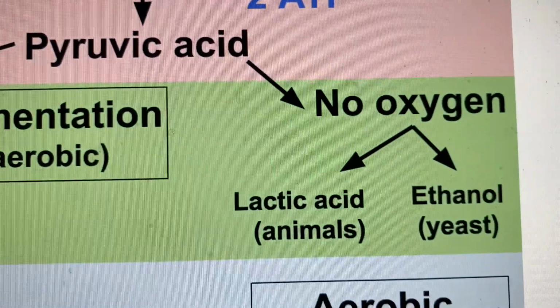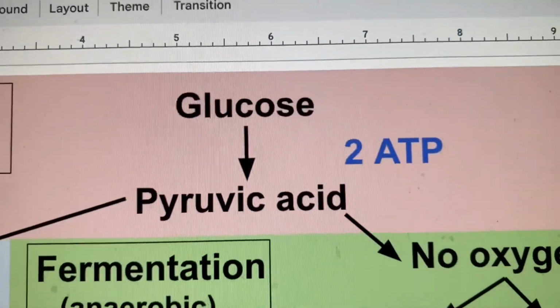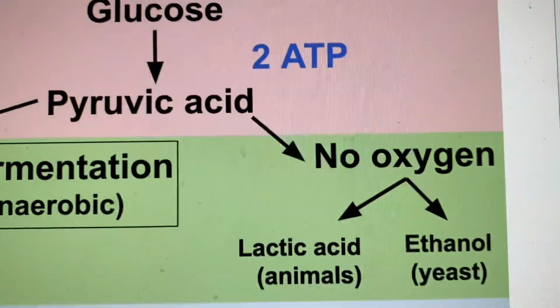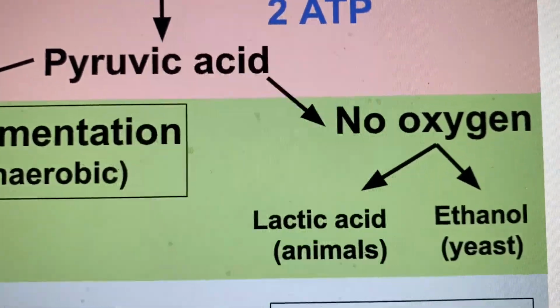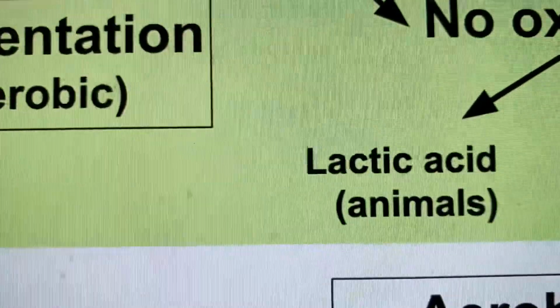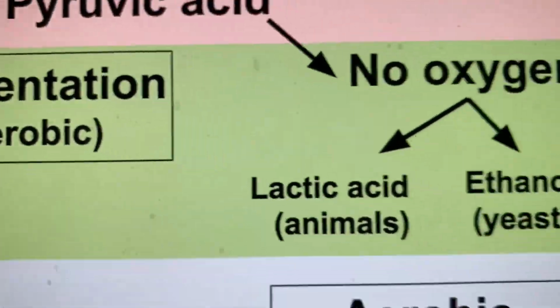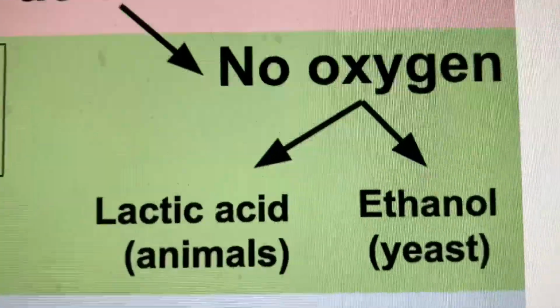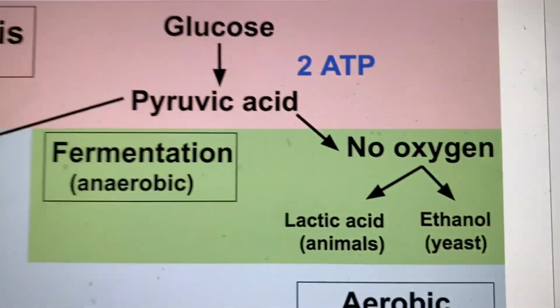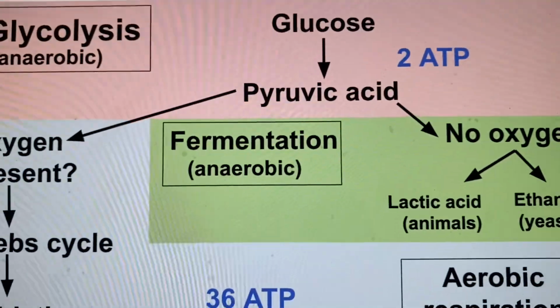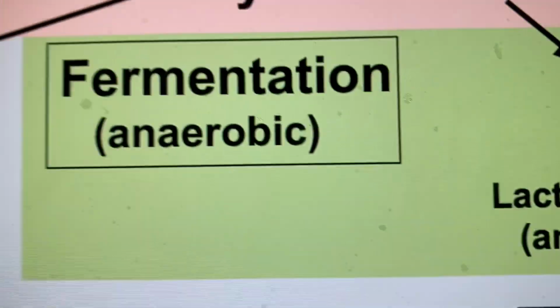There's no oxygen. You just stop here at step 1, but you make extra waste products. Depending on what you are, you make lactic acid if you're an animal, or if you're yeast, you might make ethyl alcohol, ethanol. That's the product of anaerobic respiration, otherwise known as fermentation.